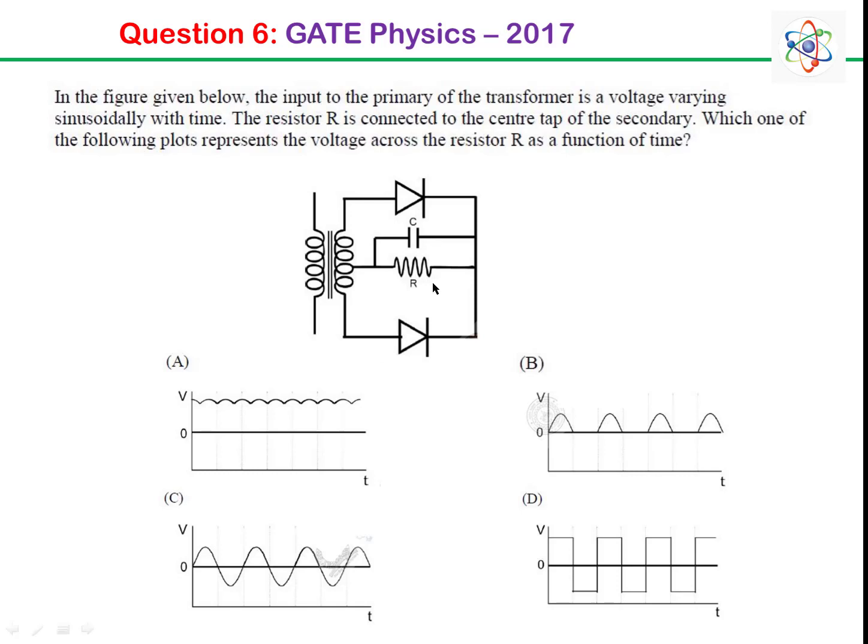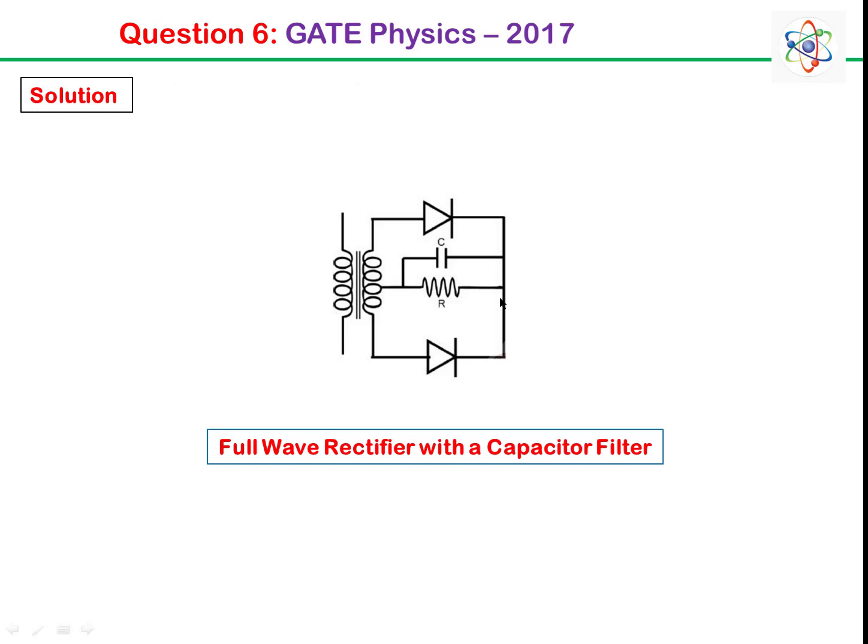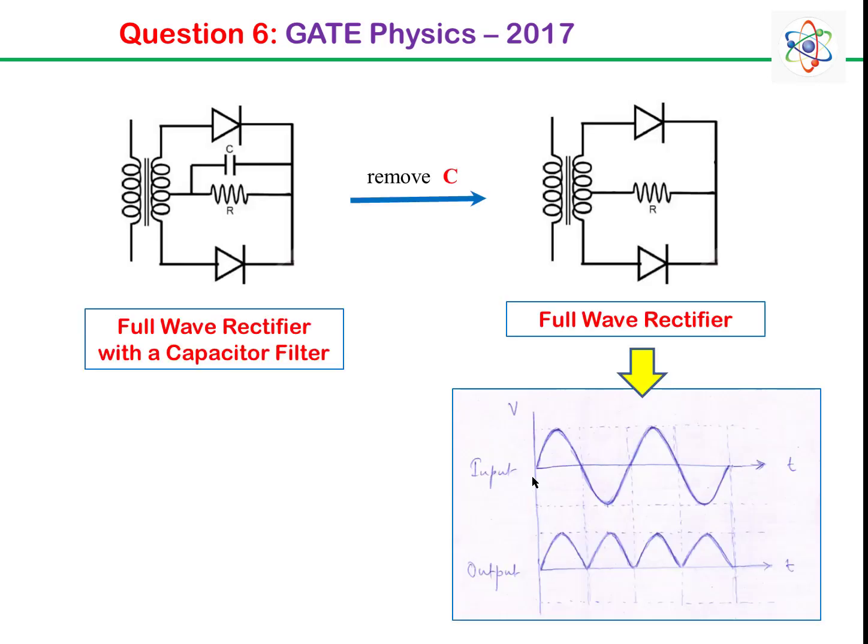So for this given circuit, we are given 4 options. So we have to pick one of the 4 options. Now this given circuit is a full wave rectifier with a capacitor filter. Now if we remove this capacitor, then we know that it is simply a full wave rectifier with 2 diodes, and we have this load resistance R.